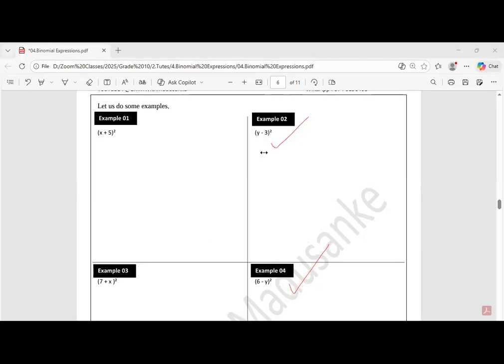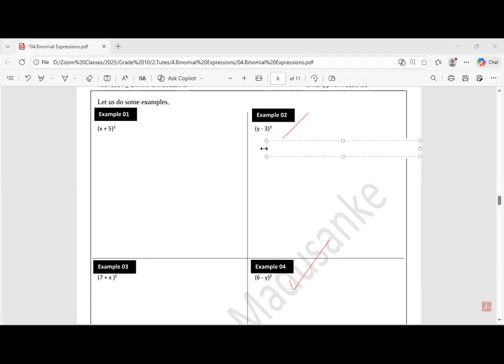Example number 2, your answer should be like this. Equal mark, square of the first term. So your first term is y to the power 2. And you can see you have minus sign, minus 3. So the middle term should be minus, and 2 times AB.